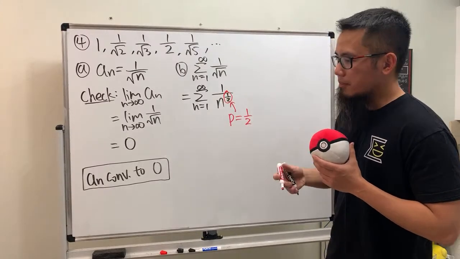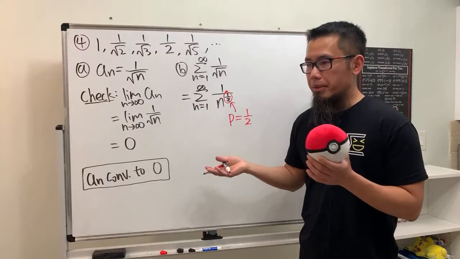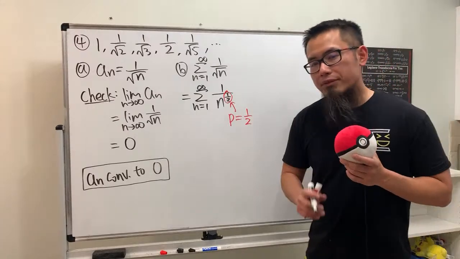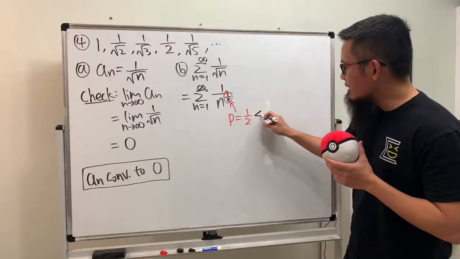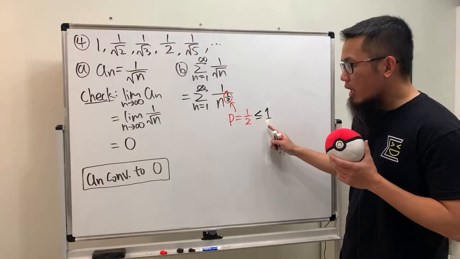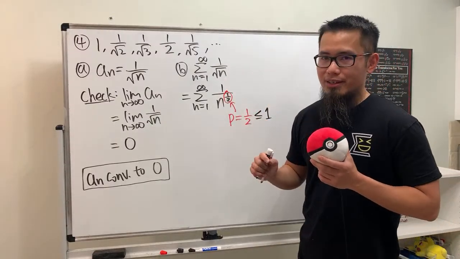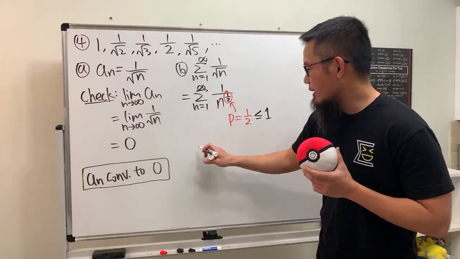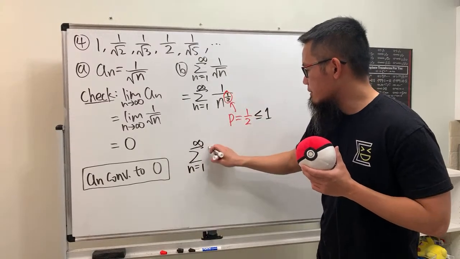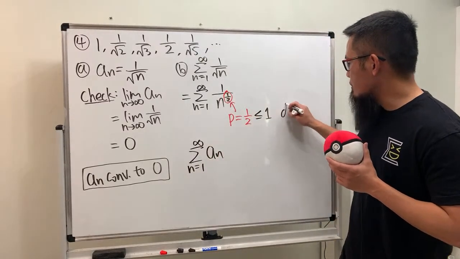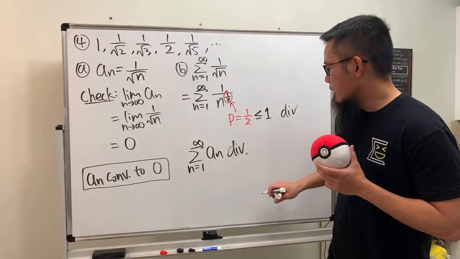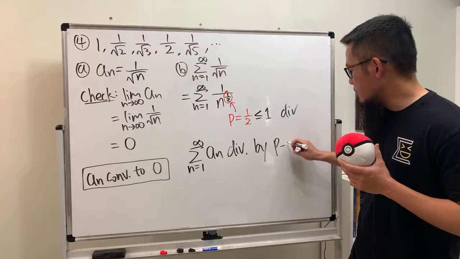And when you put this down, I know that you are using the P series, but do not just put down P is equal to 1/2. You will have to tell me that 1/2 is less than or equal to 1. Because you are telling me that P is less than or equal to 1, therefore, this right here diverges. So right here we can just say the series n goes from 1 to infinity of an, right, so this right here actually diverges. So I'll just write down this right here. Diverges. And we can just say by P series.